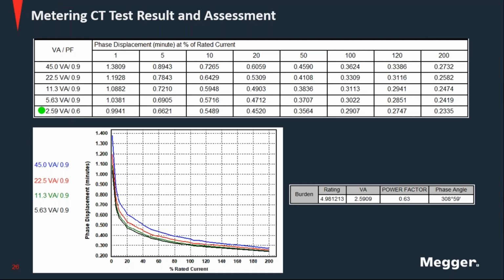So this is a way to verify if your added device is going to affect or not the behavior of your CT or your VT. And of course, designers will do the calculations, but that's what you need to verify in the field once it is installed and before going into operation or for maintenance purposes.